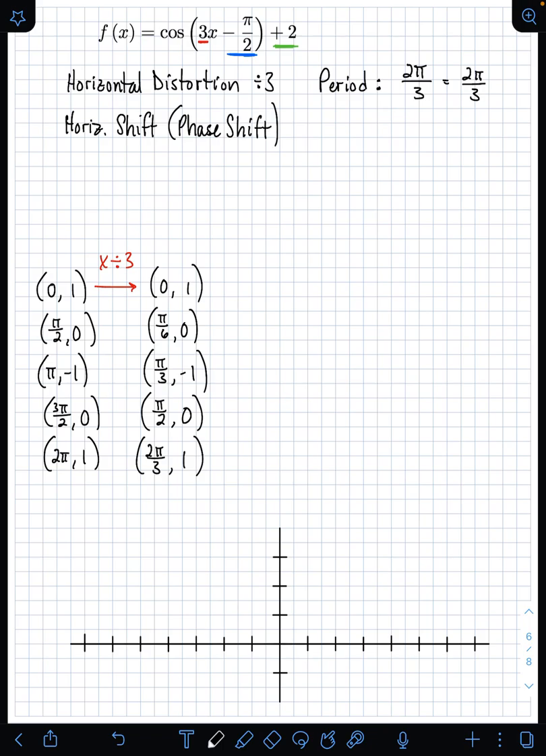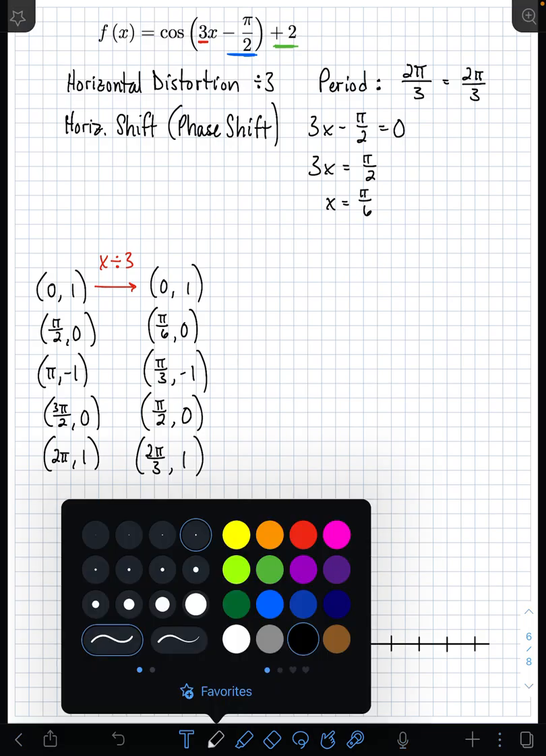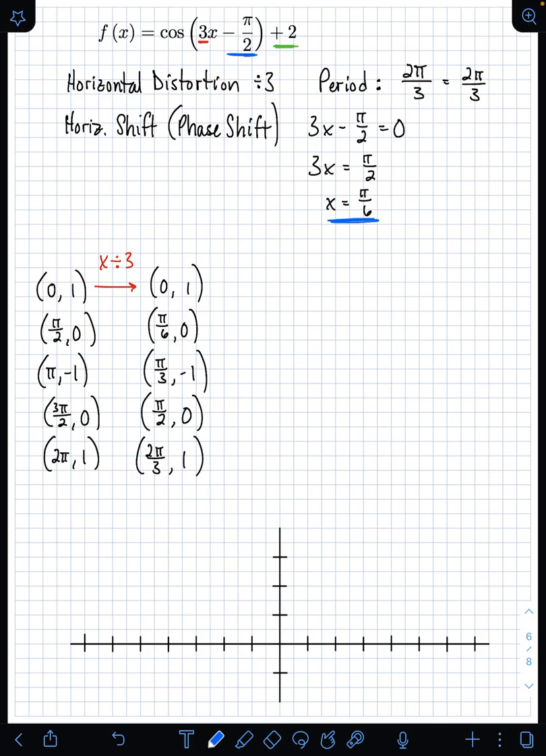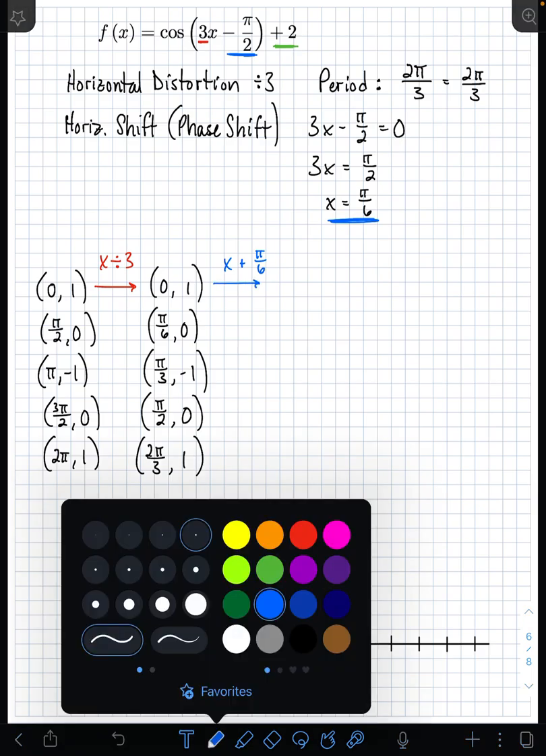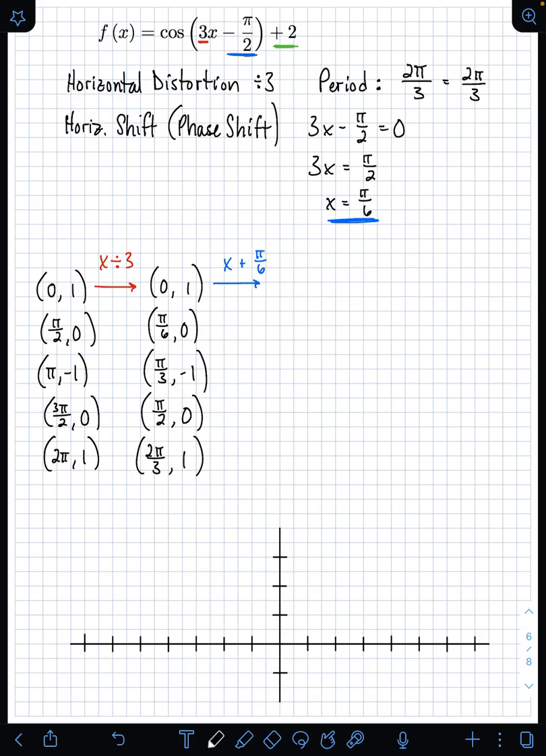in order to find it, we actually have to take the 3x minus pi over 2, set it equal to 0, and solve. So we add pi over 2 to both sides, and then divide both sides by 3. That is the amount of the shift. The shift is right pi over 6. So we actually have to take our x values and add pi over 6 to them, which actually isn't as bad as it might sound, because they're already spaced out by a distance of pi over 6.